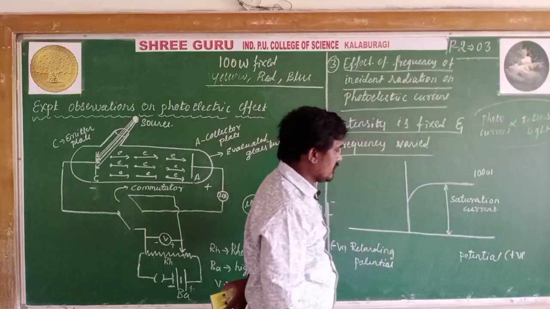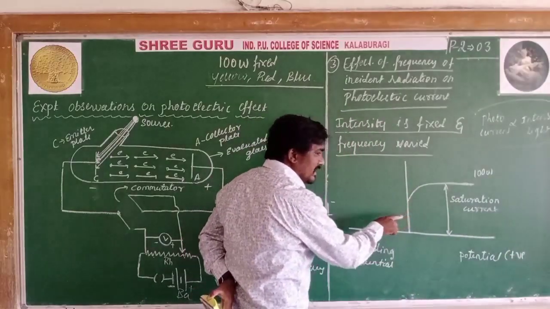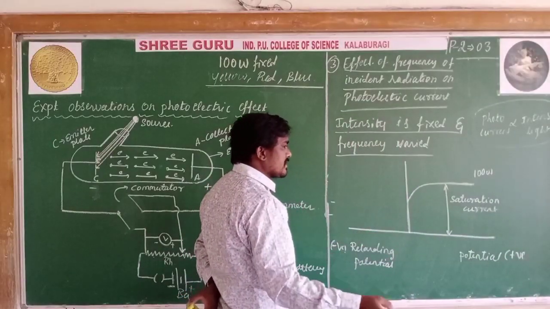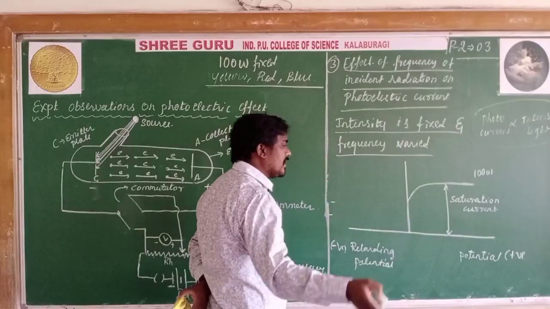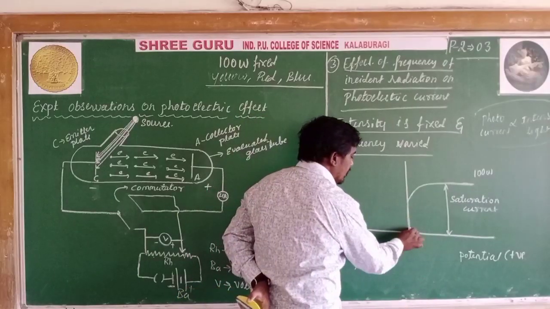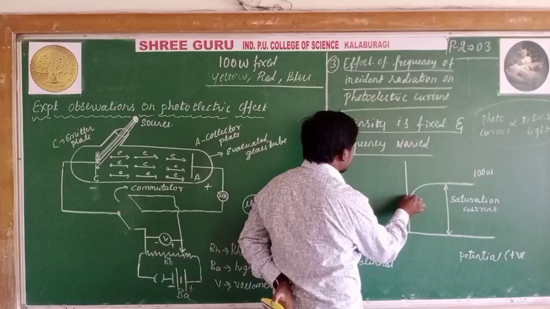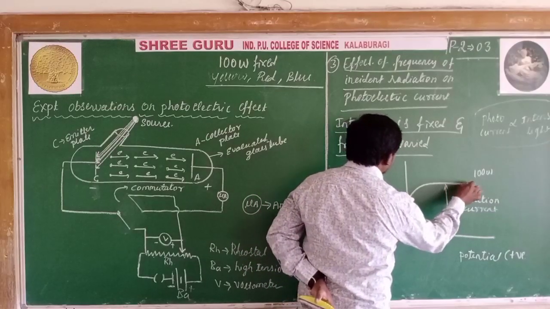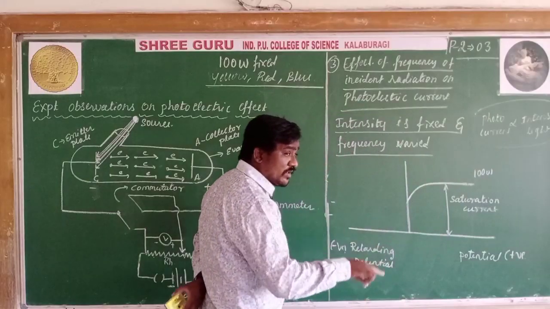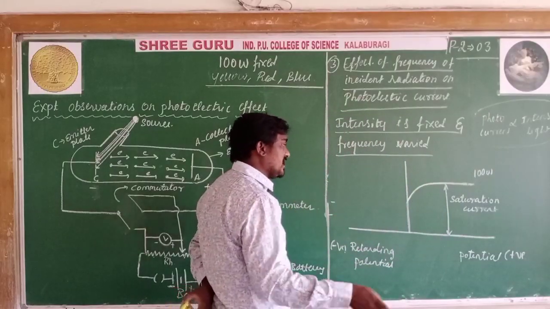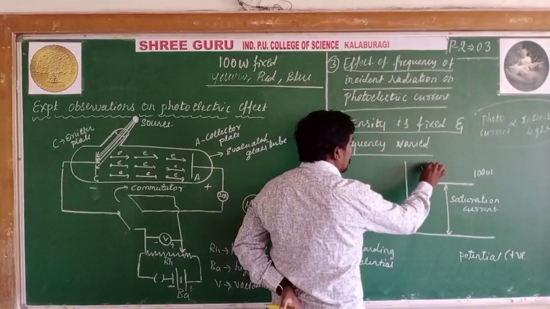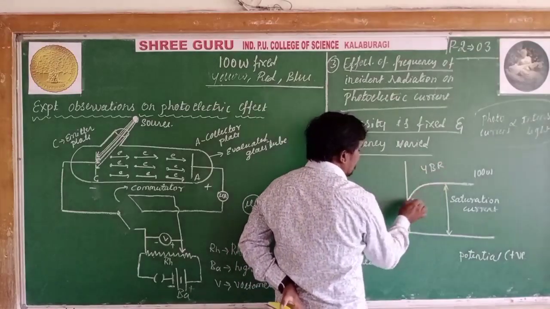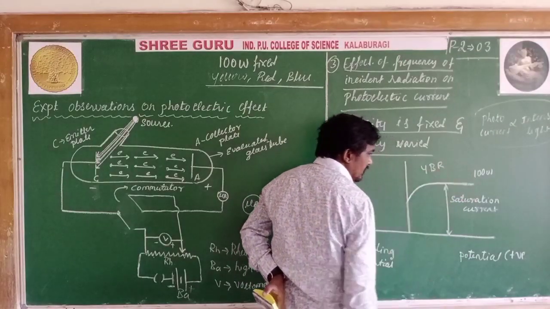First I consider the yellow color, second the red color, third the blue color. We do not increase the intensity, the color is changed; at a particular level the current increases and it becomes saturation. Why is it going to saturate? Intensity is fixed, even for the three colors, yellow, blue, red.